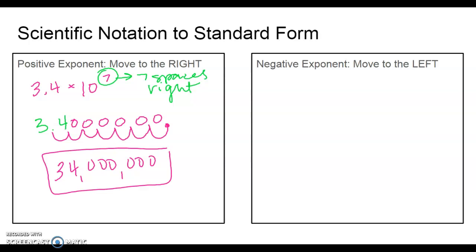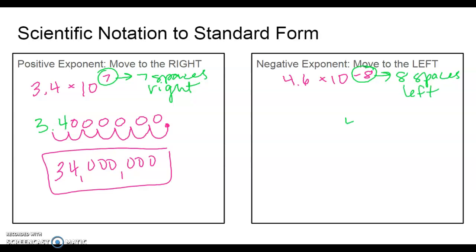Sometimes scientific notation problems have negative exponents. So let's say I have 4.6 times 10 to the negative 8th power. When I multiply by a number with a negative exponent, my value is going to get smaller. So when I have a negative exponent, I move that many spaces, but to the left. In this case, I'm going to move my decimal point 8 spaces to the left.